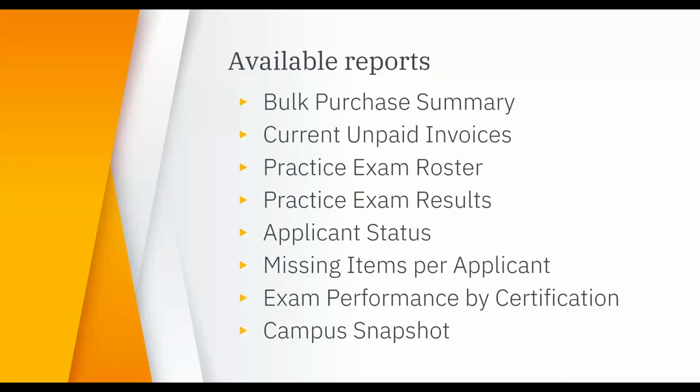Once again, these are all of the reports available to you as the school rep. I think the top 3 reports used by schools regularly are, 1, the bulk purchase summary. For example, if you're interested in finding out how many applications you have remaining on a particular code, check the bulk purchase summary report for that. Second would be the Applicant Status report. Are you curious to see if your students are authorized to take their exam? Refer to the Applicant Status report. And third would be the Missing Items report. Want to know what's holding up a student's certification and what documents to submit? Look at the Missing Items report.